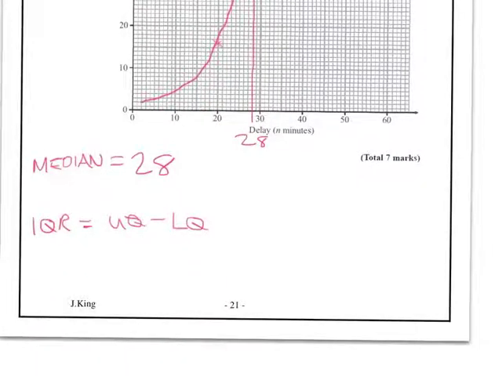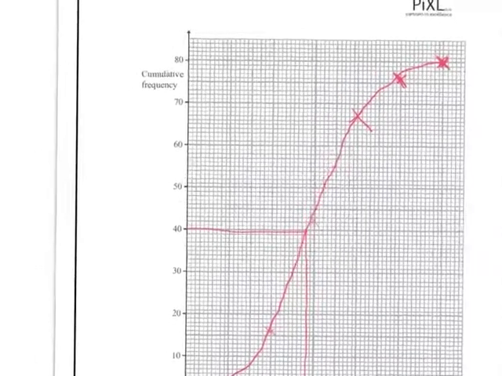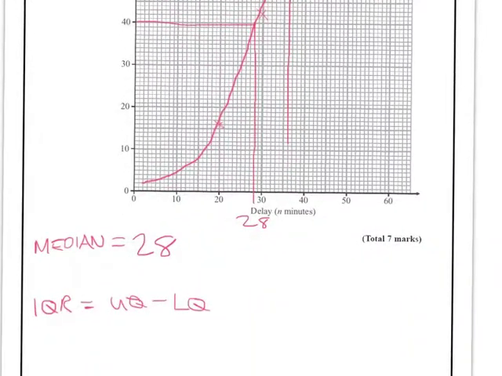So the upper quartile is the halfway point between the top and the median, which is 60. So 60 across, and then we need to take that down. Be as accurate as we can. Obviously with a ruler you'd be a lot more accurate with this, and that comes down to about 36.